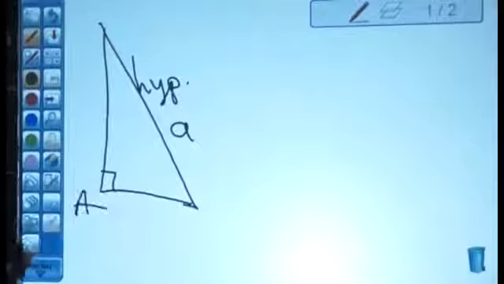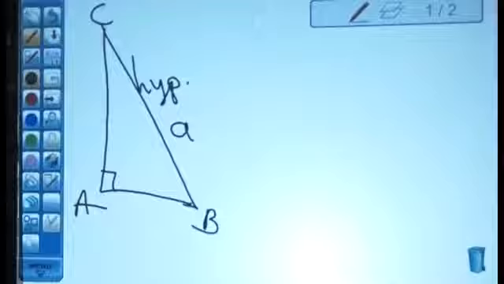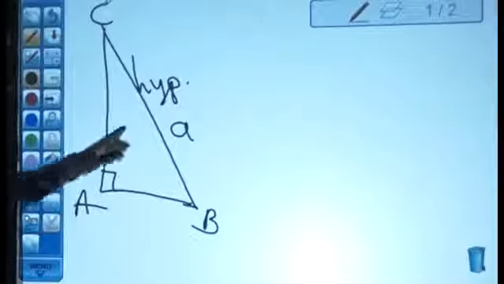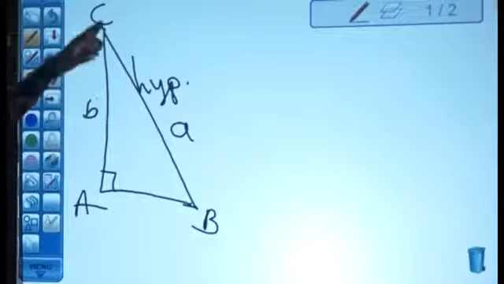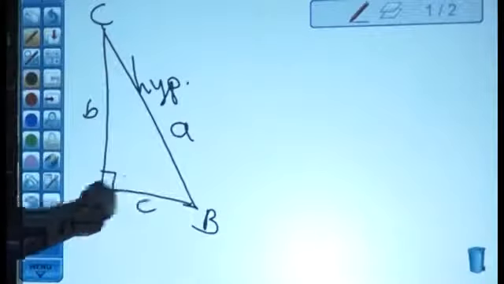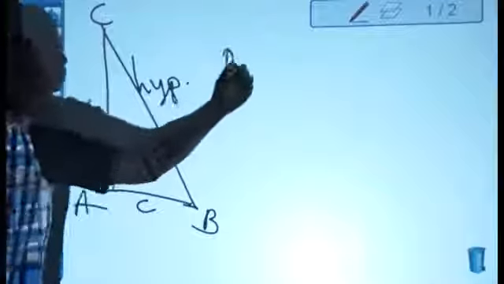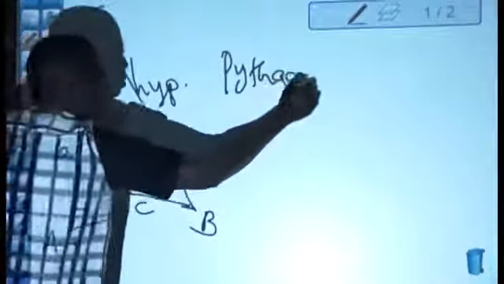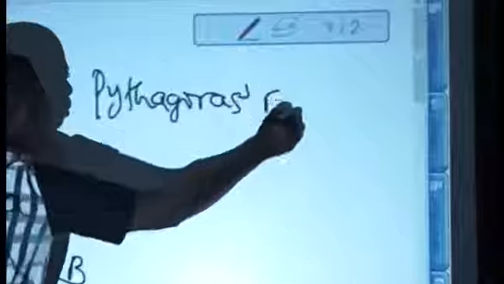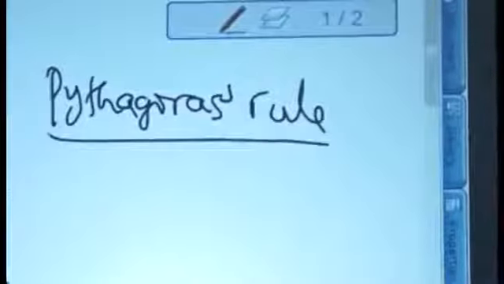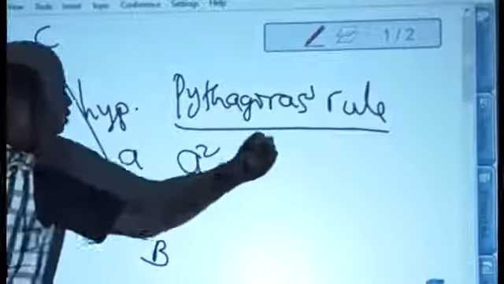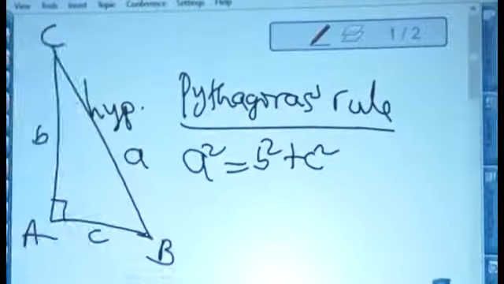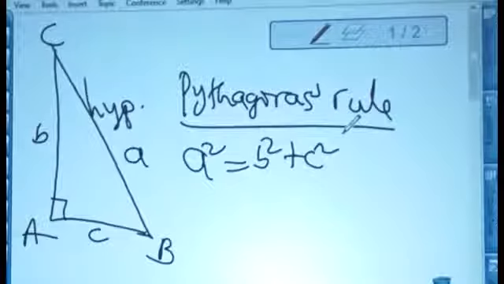And the other two sides, let's label this place A, B, C. The side facing A is known as capital A, the side facing angle B is known as small b, and the side facing angle C is known as small c. For Pythagoras rule, we have the hypotenuse squared equals the sum of the squares of the other two sides. That is Pythagoras rule if it is a right angle triangle.